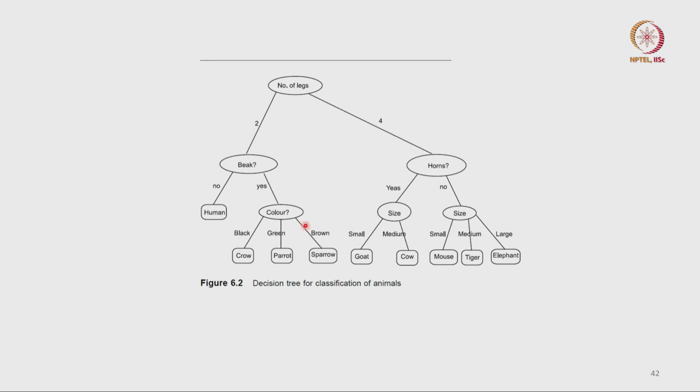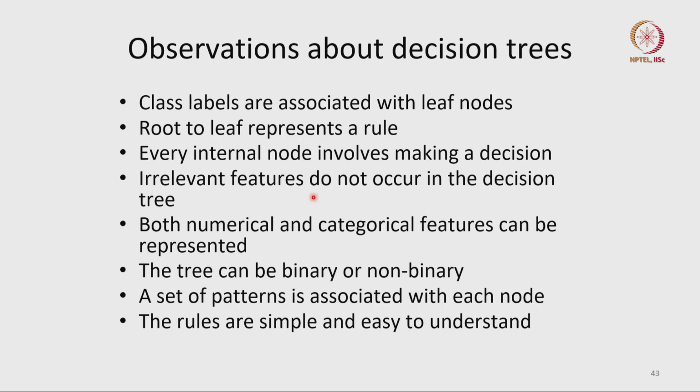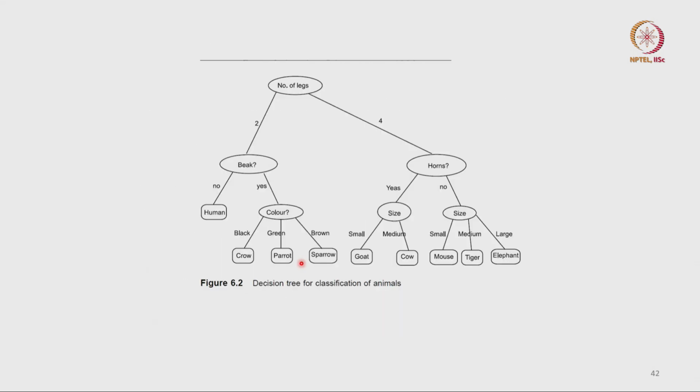Both numerical and categorical features can be used. Here we have used the numerical feature, number of legs, 2 and 4, and we have used categorical features, color and size. And we have used a Boolean feature, yes, no. So, we have used all different types of features here, which you cannot say is possible with something like nearest neighbor. In nearest neighbor, all the features are actually numerical, you cannot have categorical features, etc. And the tree can be binary or non-binary. We can see here that this is a non-binary tree because some of the nodes have 3 outcomes, etc. So, it could be either binary or non-binary.